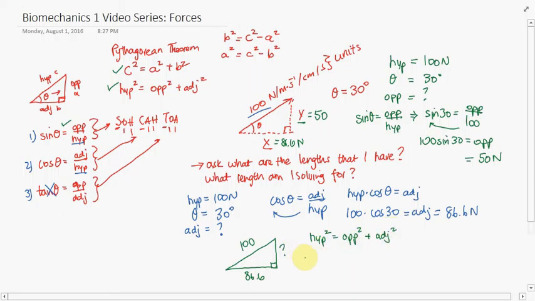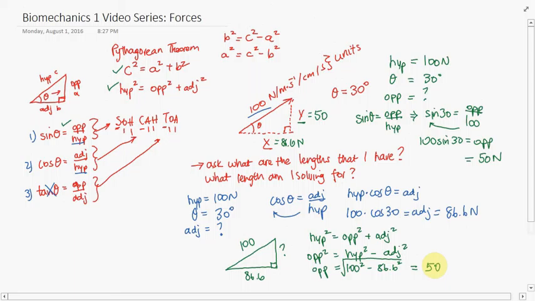In this case, I'm looking for the opposite. So we said that the opposite squared is equal to the hypotenuse squared minus the adjacent squared. So I can just plug my values in, which is 100 squared minus 86.6 squared. And since this is squared, I would square root both sides to get the opposite on its own. And you would find, if you do that in the calculator, you should sit with the same answer.